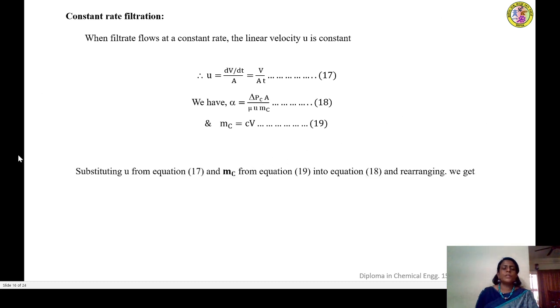Substituting u from equation 17 and mc from equation 19 in equation number 18 and rearranging, you will get the cake resistance equation in the form of delta pc divided by alpha is equal to mu c by t into v by a square. So this is your equation to estimate the cake resistance in a constant rate filtration.